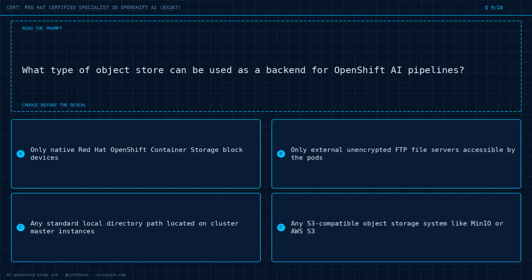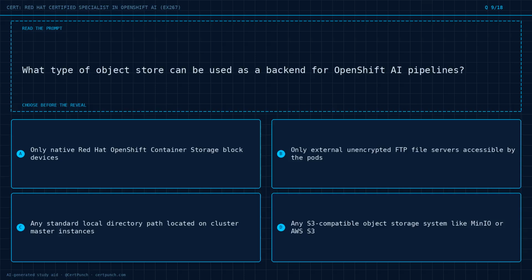Option A. Only native Red Hat OpenShift container storage block devices. Option B. Only external unencrypted FTP file servers accessible by the pods. Option C. Any standard local directory path located on cluster master instances. Option D. Any S3-compatible object storage system like MinIO or AWS S3.